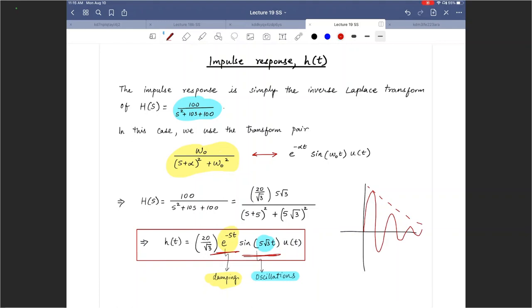Given an H of s, a second order transfer function, how do you find the pole zero plot? How do you find zeta, omega n, omega d? How do you classify the system into undamped, underdamped, critically damped, overdamped system? And for a given classification, how does the response look? Does it have oscillations? Do those oscillations die out, or do they never die out? So those are the things that we are talking about here.